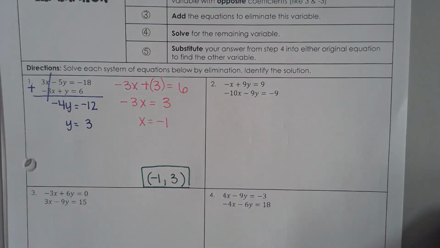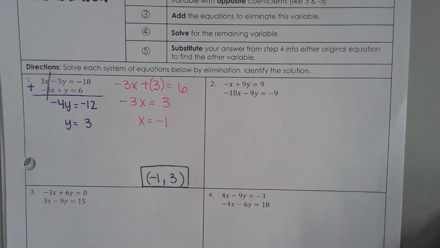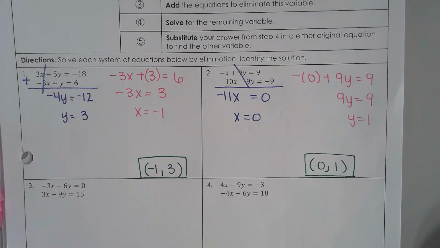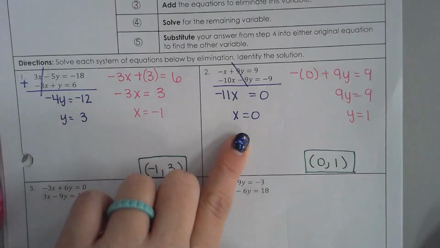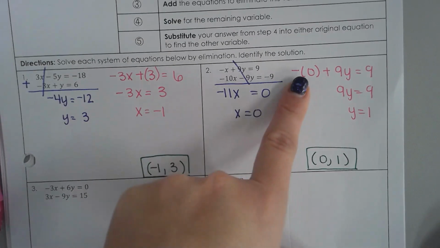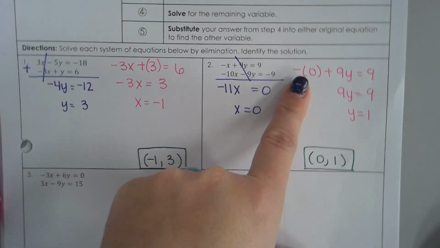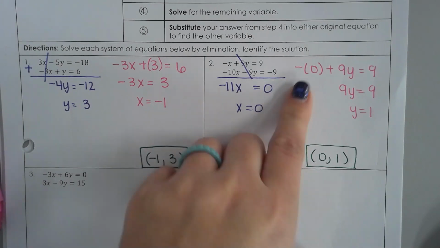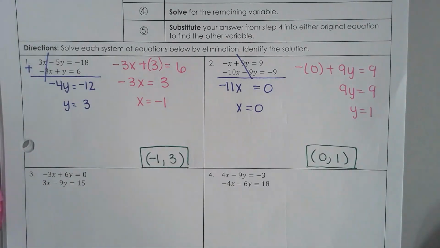Try number 2. Alright, so number 2, you should have the point 0, 1. When you have just the plain numbers, you don't want to just cross them out. You've got to put a 0. 9 plus negative 9 is 0. And then we solve to get x equals 0. You can take 0 divided by a number, you just get 0. And then when you plug that back in, negative 0 is just 0, and you don't need that. So 9y equals 9, so y equals 1.